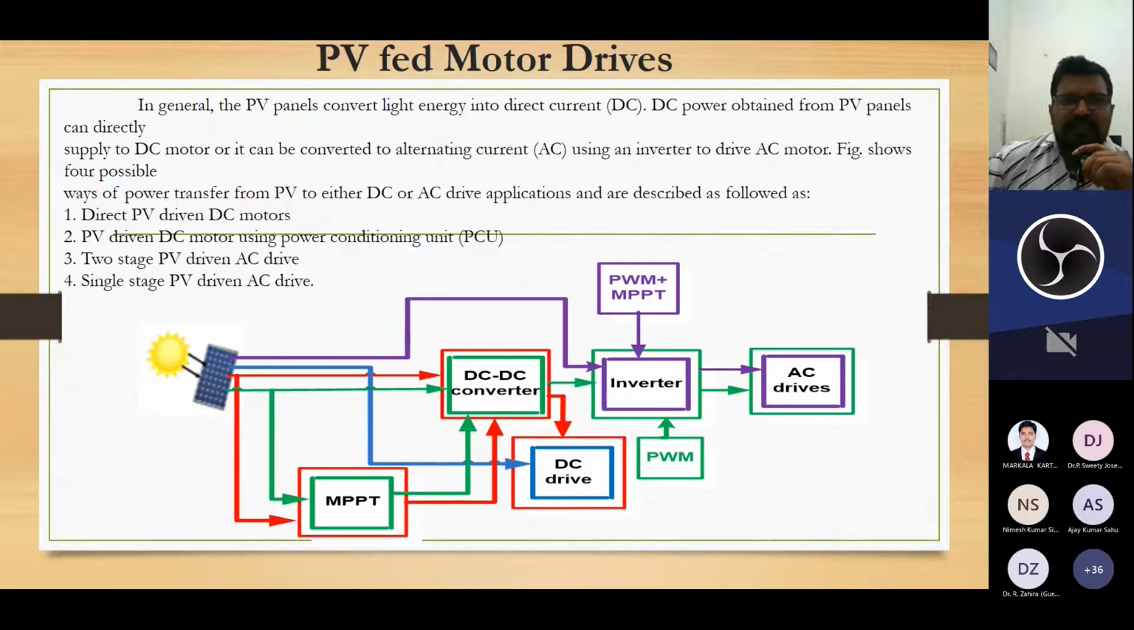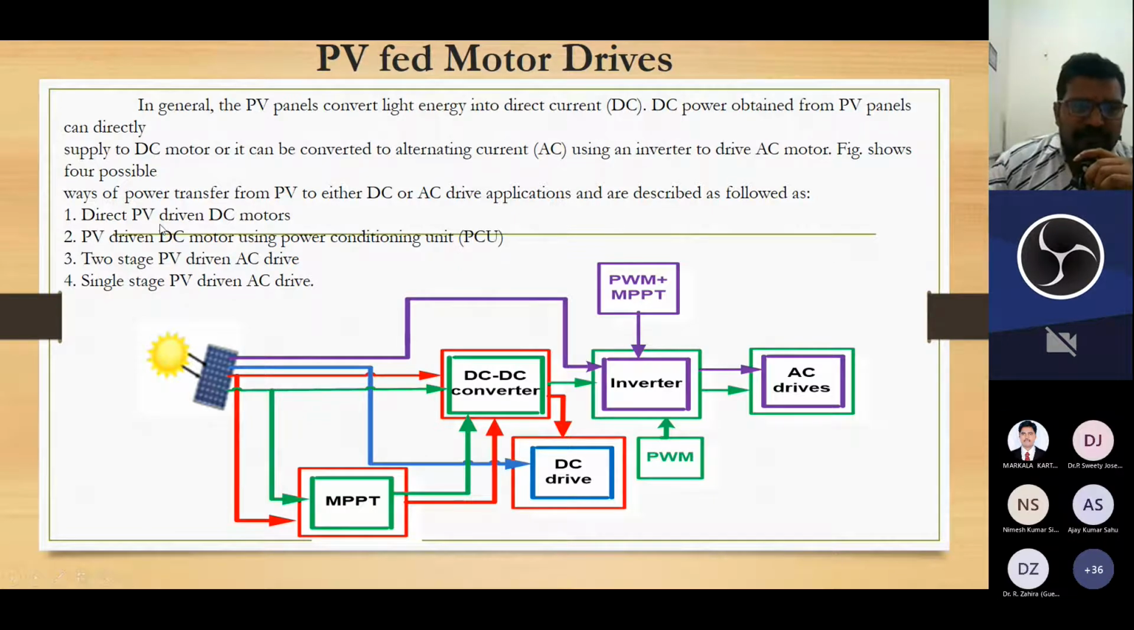So here we are focusing on the PV fed motor drive applications. Let me discuss the various possible ways that PV power can be delivered to the drives. If you observe the PV power, various colors are indicated so that the various alternatives can be shown. The power transfer from the PV to the drives can be done in 4 ways.